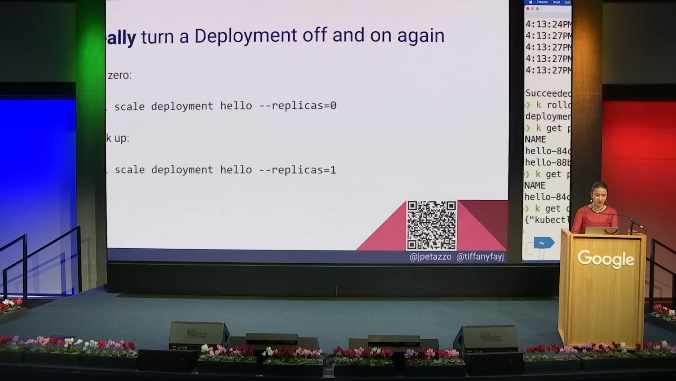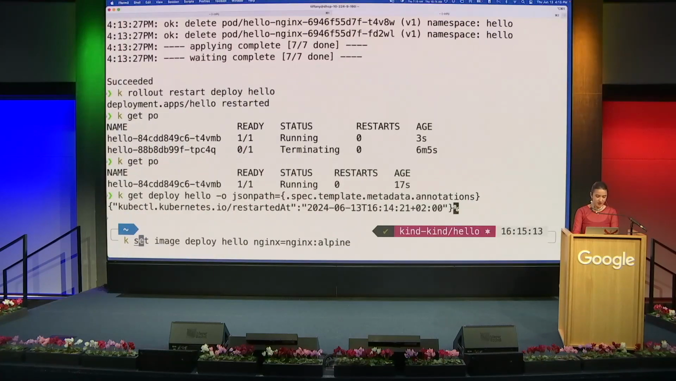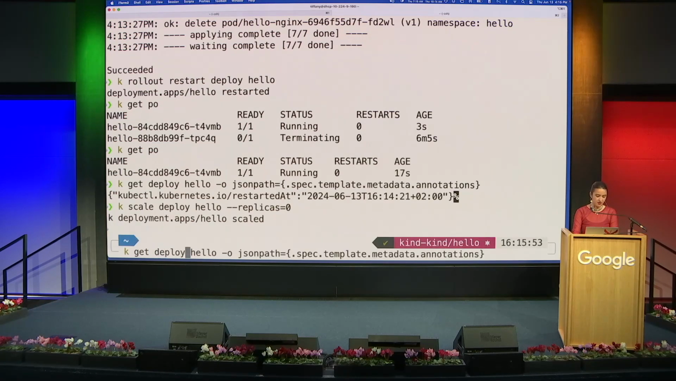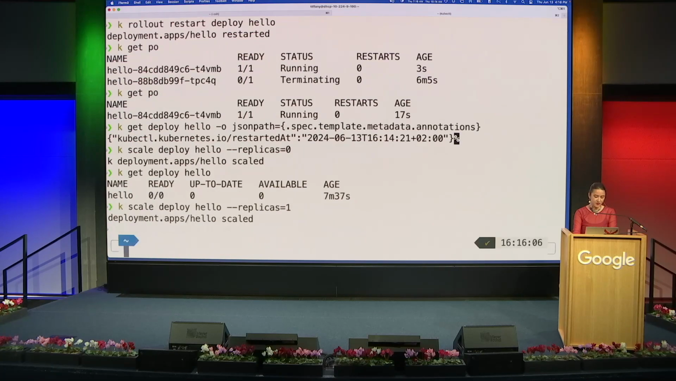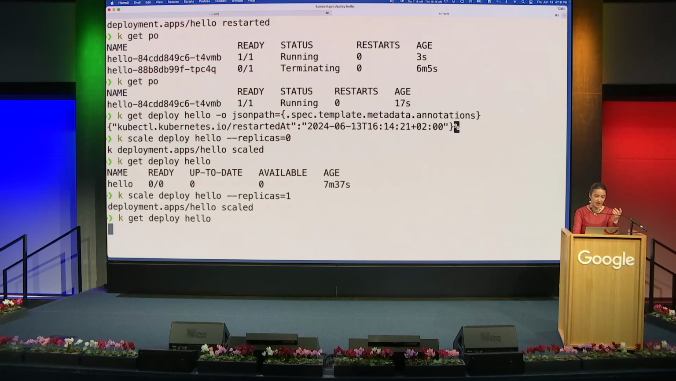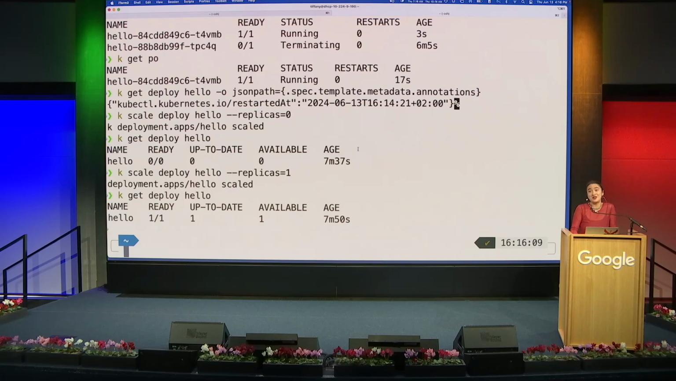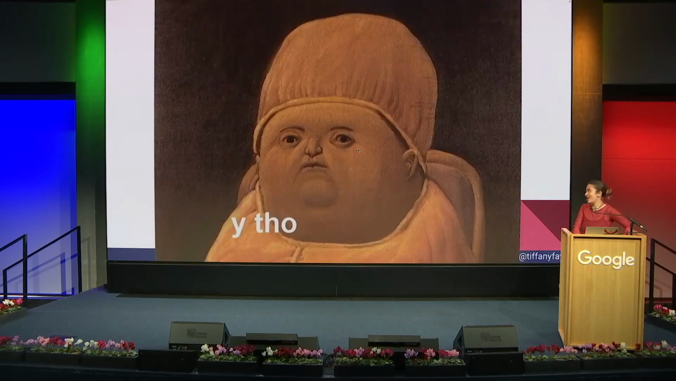So if I were to go back over here, we can see that right now it's 0. There's nothing actually running there. And then if I were to scale that back up, let's just scale it to 1. And obviously, if you scale to 0, you've probably scaled to something else at some point in time. So why, though?